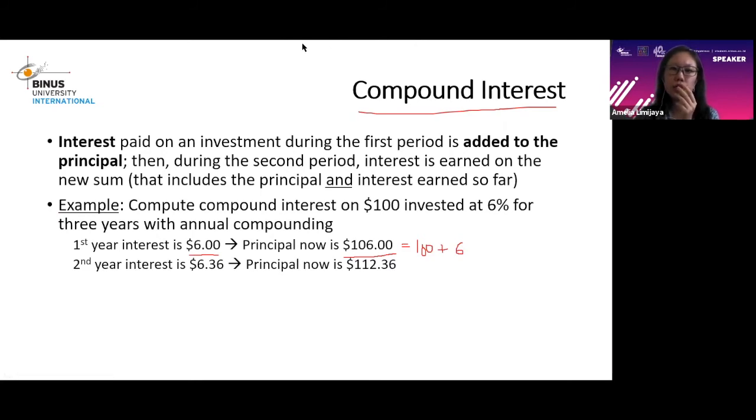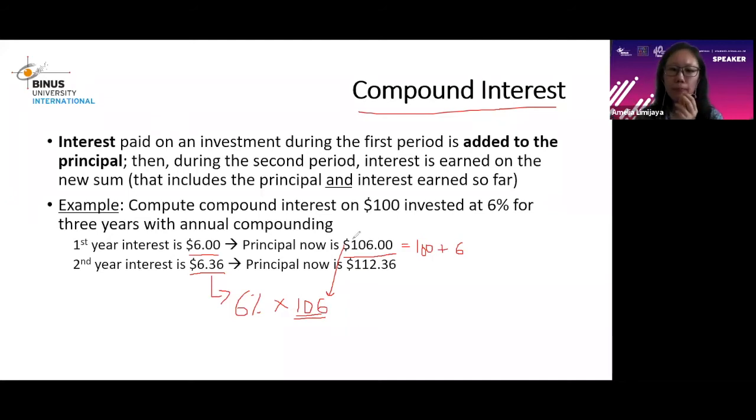For the second year, the interest is not 6 anymore. It is 6.36. How do I get 6.36? Anyone? It's 6% multiplied by $106. 6%, our interest rate, multiplied by our new principal at the end of year one, which is 106. So you see now, our principal is no longer 100, but 100 added by the interest. So that's why the interest will increase compared to simple interest.